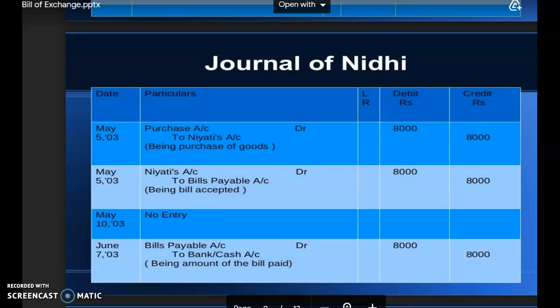As I told you yesterday also, if the payment is made through cash, only cash account will be credited. If the payment is made through cheque or draft, then the bank account will be credited. So in the books of the drawee, that is Nidhi, in this example, the entry will be bills payable account debit to bank or to cash account.